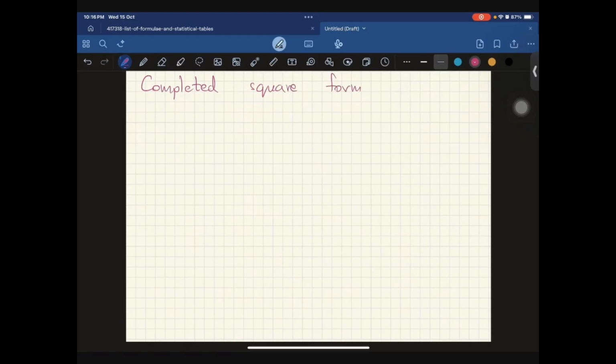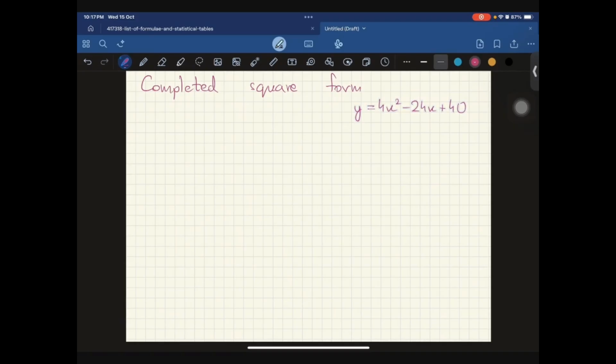So I have a few steps that you should follow when you're trying to convert a standard form to a completed square form. I'll write the steps on the left, and I'll also do an example side by side on the right. Let's say we have y equals 4x squared minus 24x plus 40.